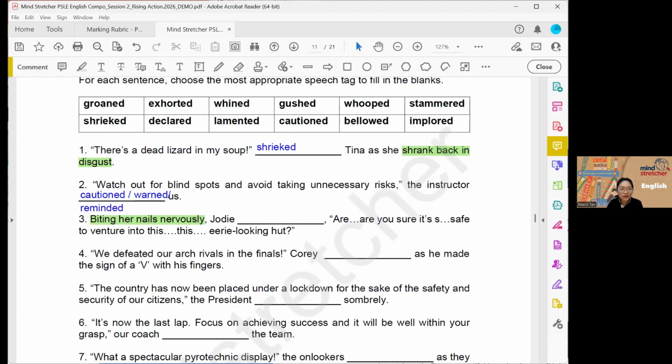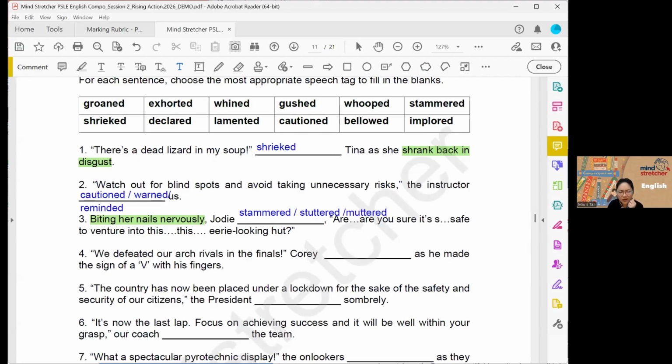So a lot of you love using this in your dialogue. The stammering and the stuttering, okay? Stammered, stuttered. What else is there? Muttered if the volume or if there is lack of clarity. You can also use muttered.